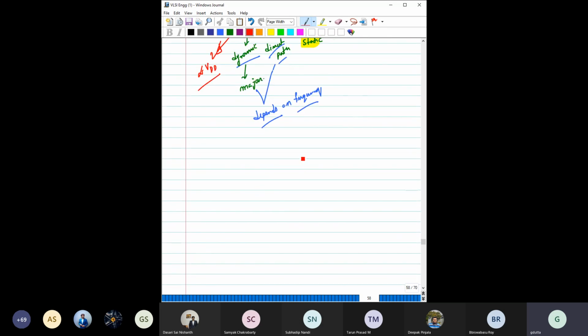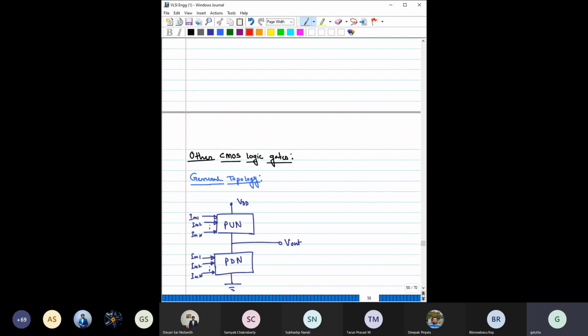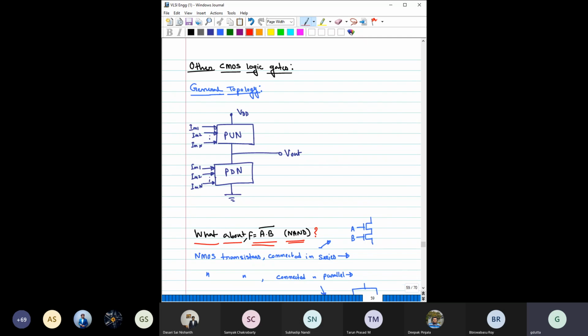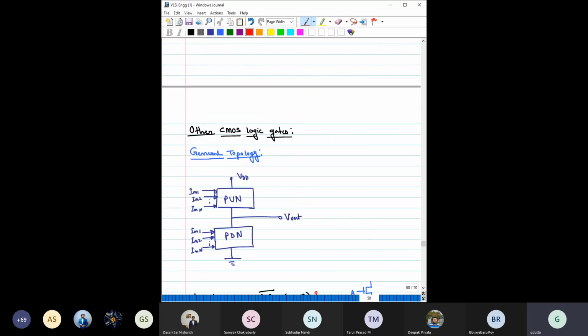IC, right? So let us now change the topic a little bit and discuss something else. So far we have discussed the CMOS inverter. So let us also focus on what about the other gates, for example, NAND gate, NOR gate, XOR gate. Before going to those topics, let us just recapitulate what we have learned so far. What is the general topology if you want to design anything in CMOS logic?